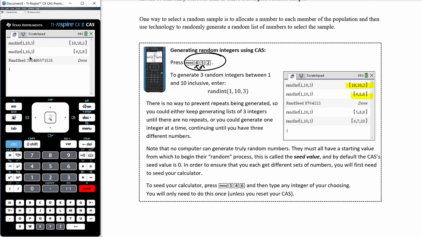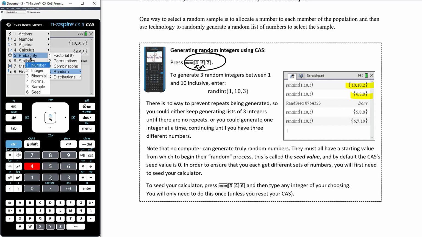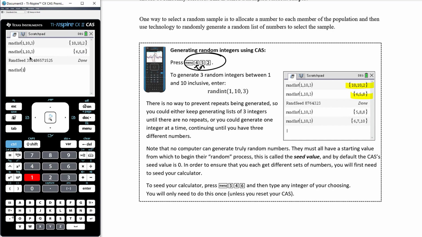And so now if I generate a set of random integers, and if you've done the same with your CAS, so if I go to menu 5, 4, 2, and I generate 3 numbers between 1 and 10, so I could just copy down my previous entry for that, I now get a different set of integers. And you'll see this time it's different to the ones that I got on the screenshot on the handout, and that's because I used a different seed value.